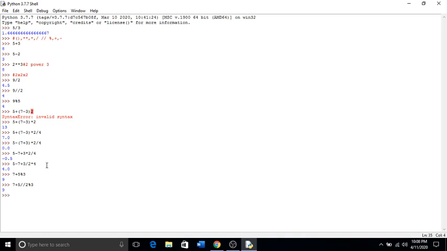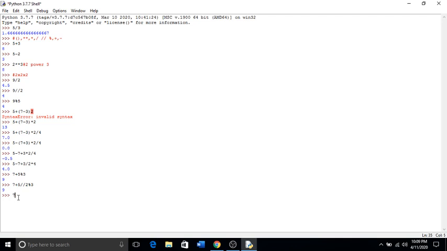So 5 integer division 2, what will be the answer? The answer will be 2.5, but we are taking only the integer part, 2. Then 2 mod 3. So you are dividing 2 by 3. There's no integer part. The remainder will be 2. So 7 plus 2, that is 9. So the remainder will be added to 7. Right, we'll move to the next one.